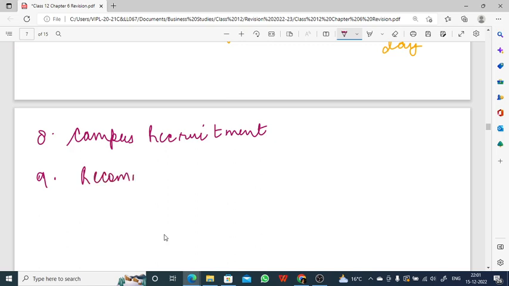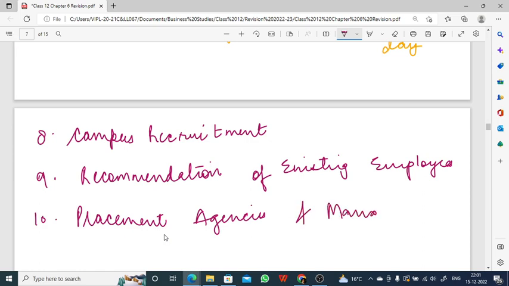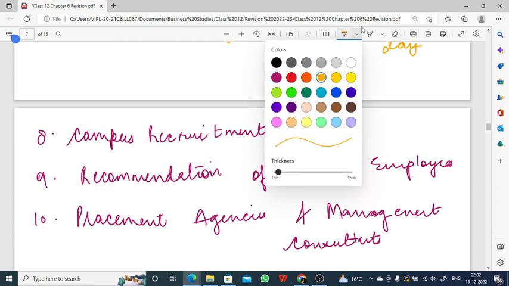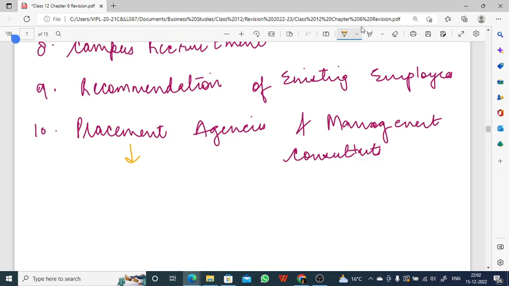There is also recommendation of existing employees. Let's say I'm already working in Vedantu and you are my friend and I'm recommending you. This is another way to choose somebody from outside the organization. And then there is one more, that is placement agencies and management consultants. I'm talking about placement agencies. Basically, these agencies provide nationwide services.